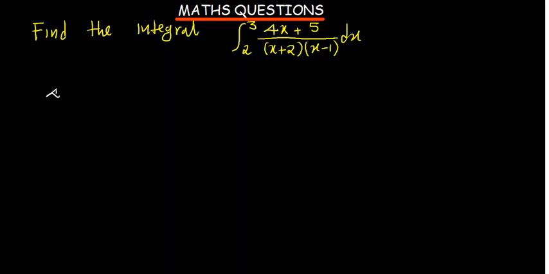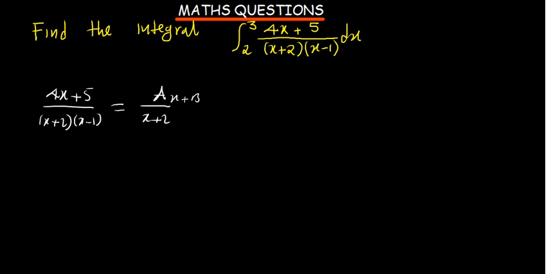So we'll say (4x + 5) over (x + 2)(x - 1) is equal to, we're going to have A on top over x + 2. Why am I putting A? Because this is a linear factor down. If it was x squared, I would have put Ax + B on top. Okay, and then plus we'll put B over x - 1.